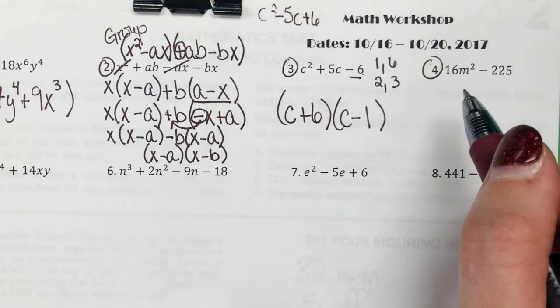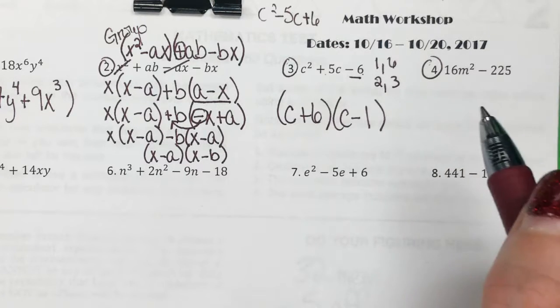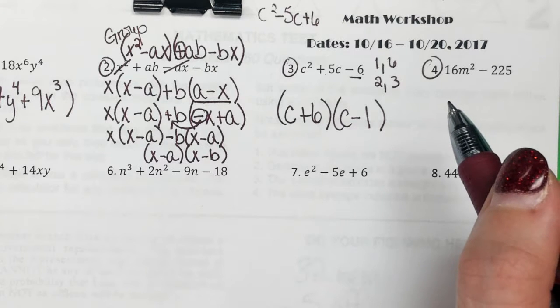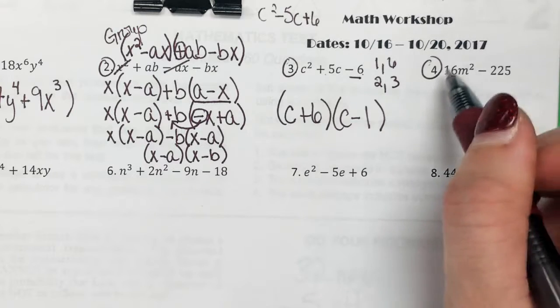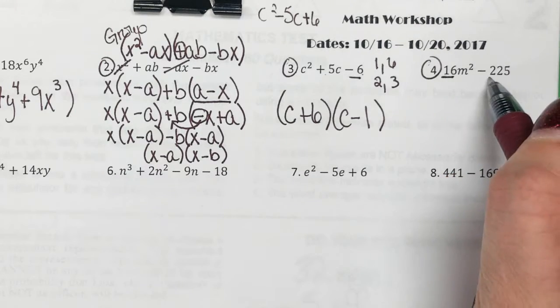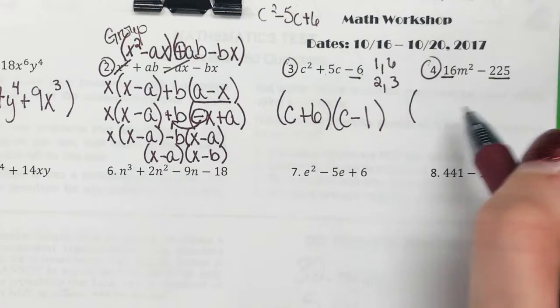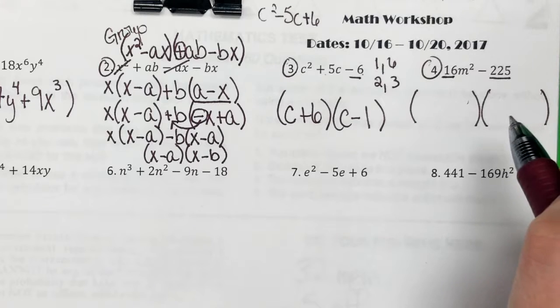All right, number 4 has 2 terms, but it doesn't have a GCF. So how did we do it then? No, this only has 2 terms. What do you notice about these 2 guys? There you go. They're perfect squares. Now you have to do them in the order that they give you.